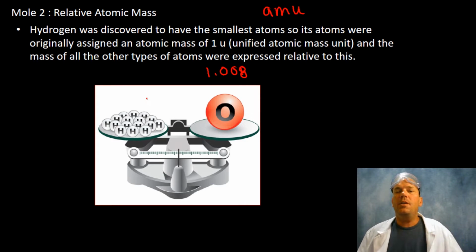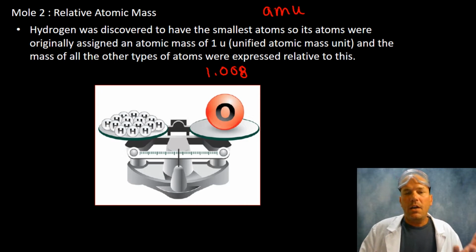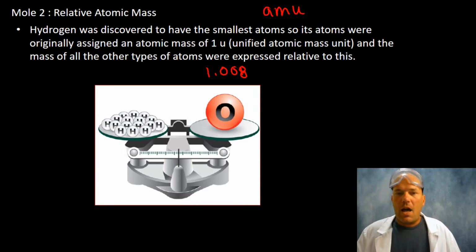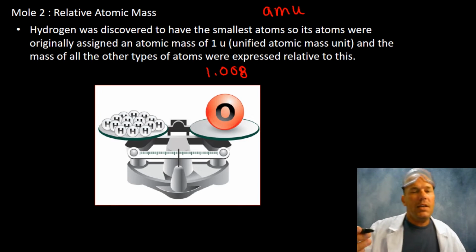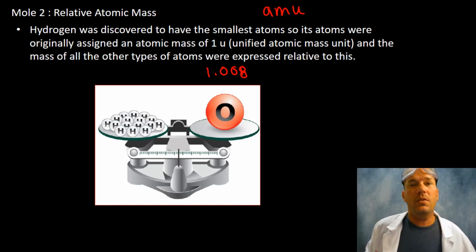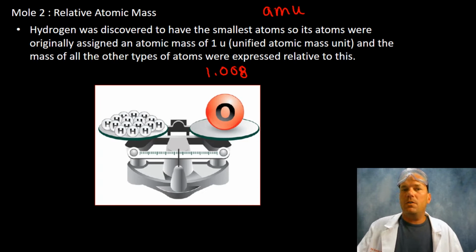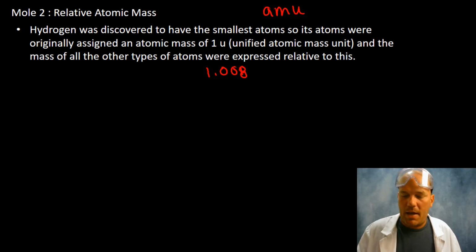And the mass of all others would be expressed relative to the hydrogen. So you can see on the scale here, oxygen, if you look at that being a 16, is 16 times heavier relative to an individual hydrogen. So again, we're talking about this idea, this concept of relative atomic mass.